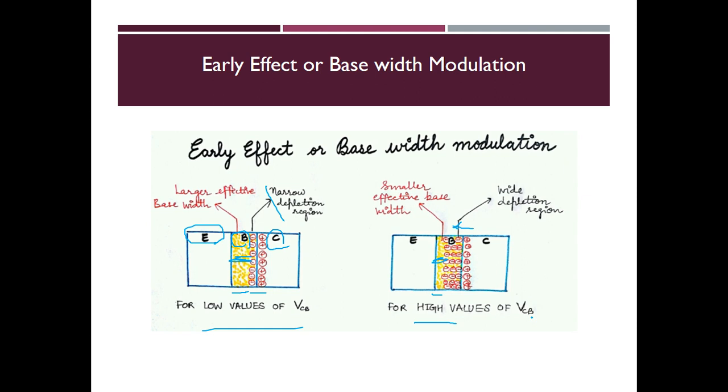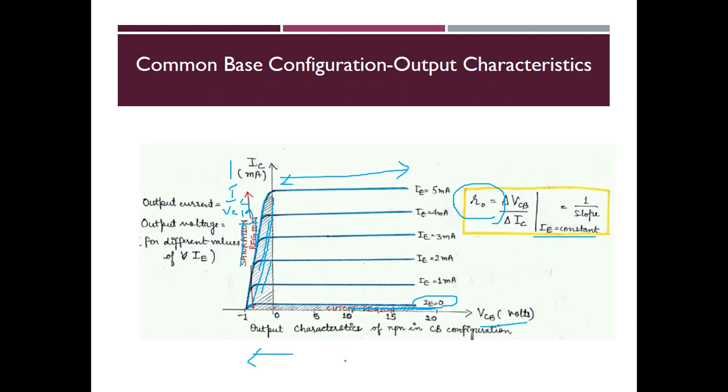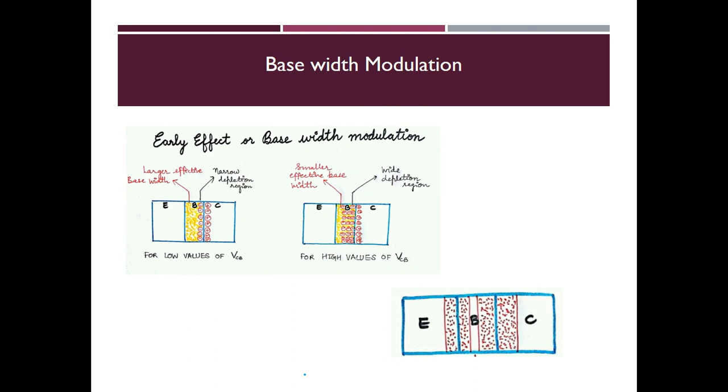This process is called base width modulation, and because of this property alone, we had the ohmic region well before VCB is equal to 0 volt. And you can see this is the effective base width. It has become very thin, and this is the depletion region at the input junction, and this is the depletion region at the output junction, that is the collector base junction. By doing so, the effective base width is reduced to a very large extent.